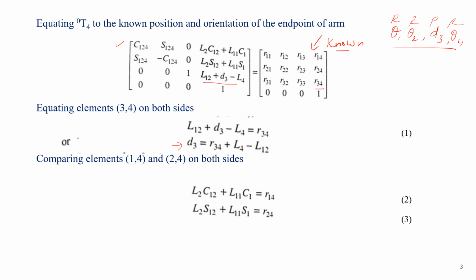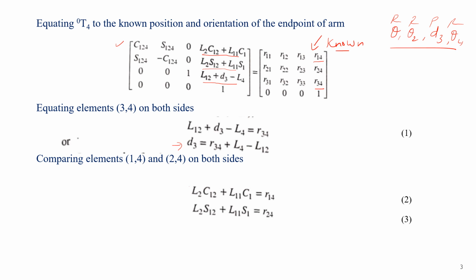minus L12. Similarly, when you compare this element, that is L2 cos 12 plus L11 cos 1, the right hand side is equal to R14, and similarly L2 sin 12 plus L11 sin 1 is equal to R24.